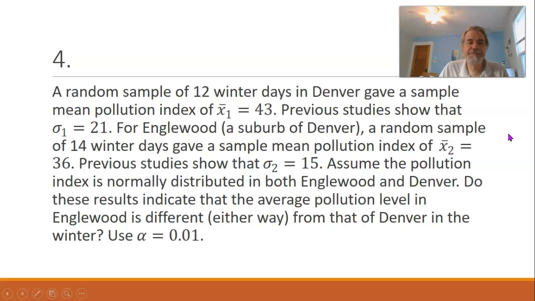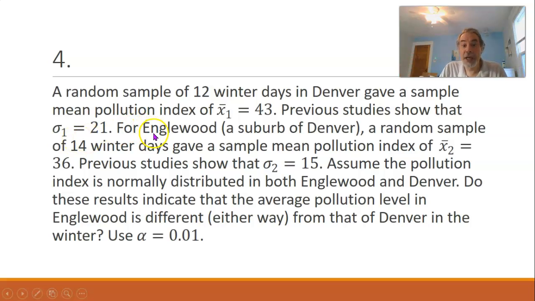Okay, number 4. A random sample of 12 winter days in Denver gave a sample mean pollution index of X bar 1 equals 43. So that would be the sample mean for those 12 days in Denver. Previous studies show that sigma 1 equals 21. So that's the standard deviation.